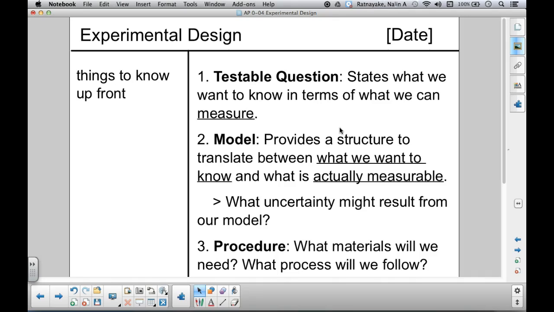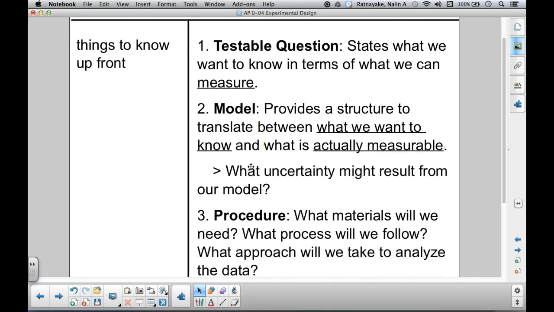If I said I want to know what is the effect of what time I leave on how fast I get to work, that is a testable question because I can measure something. I can measure what time do I leave my home, and I can measure how fast or how long it takes me to get to work, and I can find a relationship between those variables. There's something measurable about it.